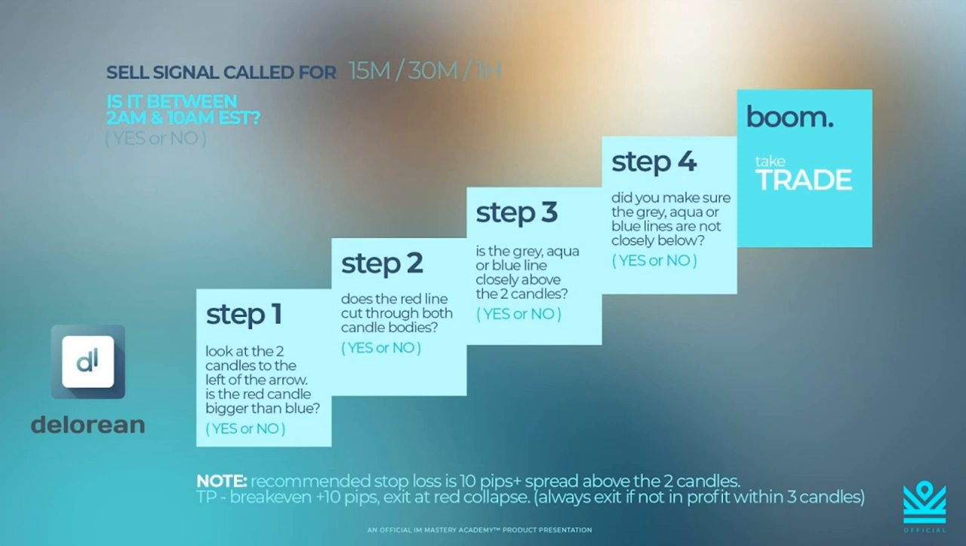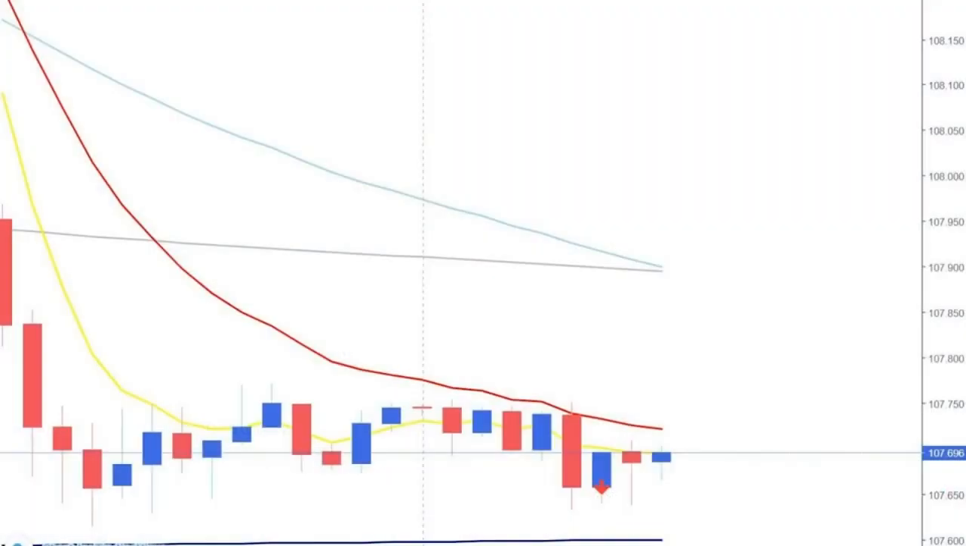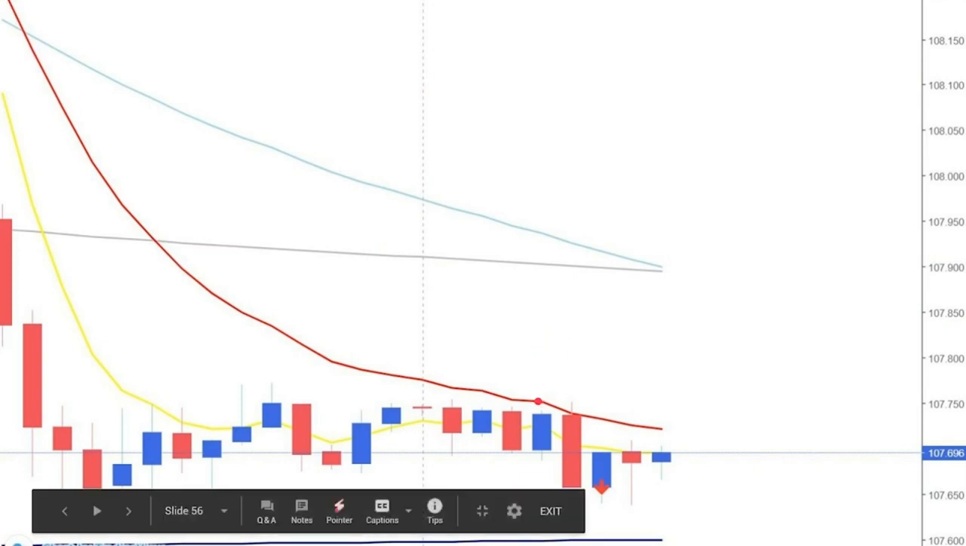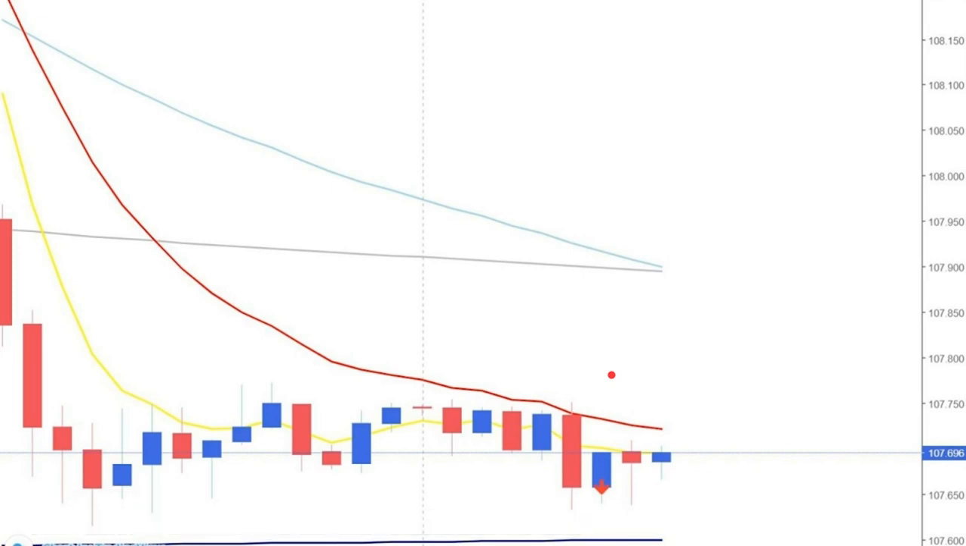Step 2 says, does the red line cut through both candle bodies? So we look at those 2 candles, and what would you notice? The red line doesn't even touch the blue one, and it only cuts through the wick of the red one. Does it cut through both candle bodies? The answer is no. So in this case scenario, we get to know what happens. We don't enter the trade.